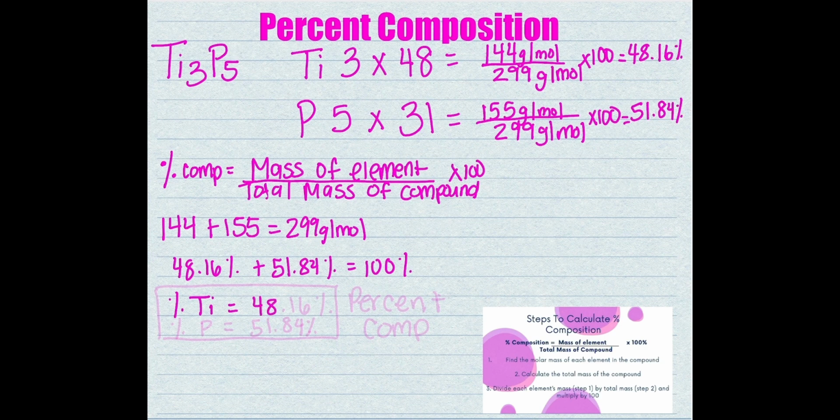So in the end, my percent composition for Ti is 48.16%, and my percent composition for P is 51.84%. Oops. Percent. And this is my percent composition for Ti3P5. And I'm done. All right. So I know that was a few steps, but as long as you keep going along, it'll get easier. All right. So next.